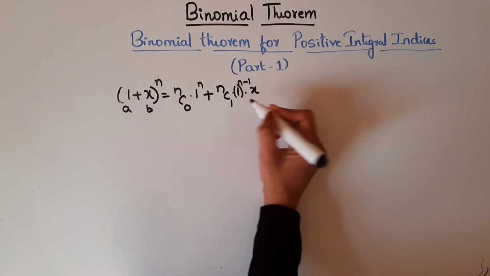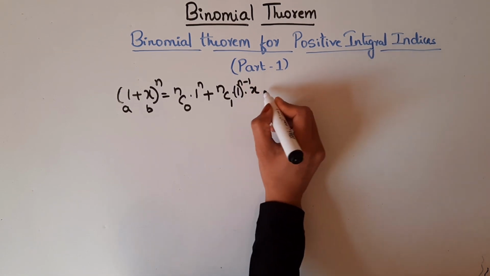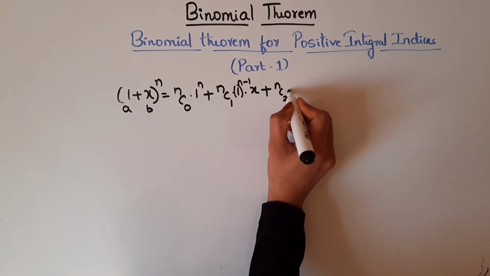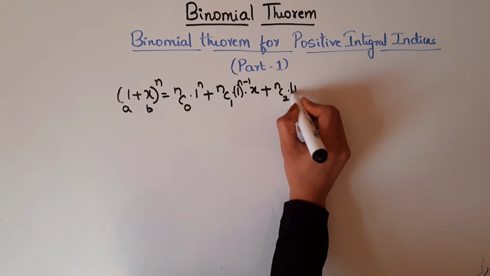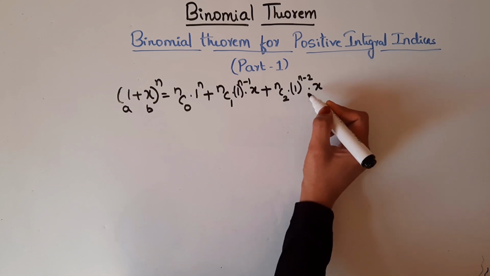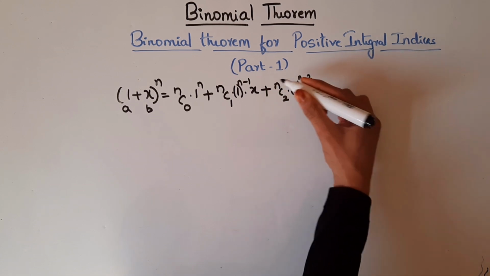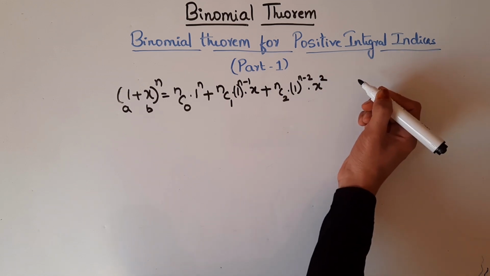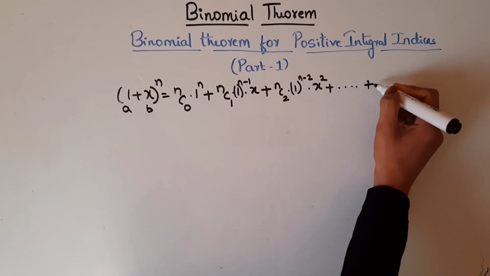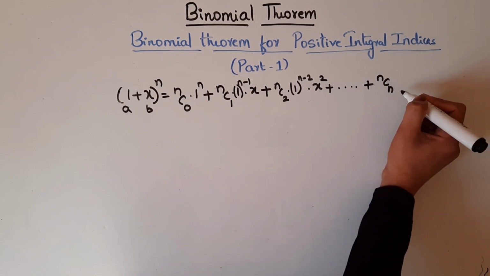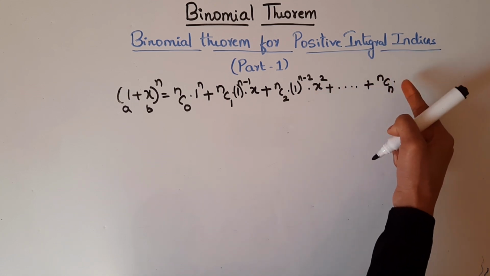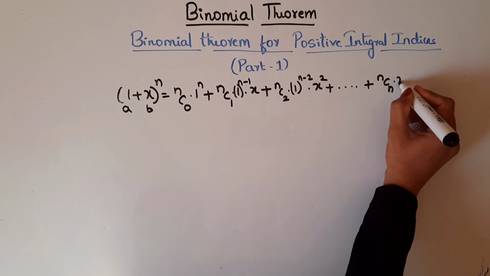If you want, I can put a bracket here, plus the next term is NC2 into a here is 1 to the power n minus 2, into b here is x, so the x power is increasing, so x power 2, plus and so on, and the nth term will be NCN into a, we don't have because the last term will not have a, right? But the x power will be n.